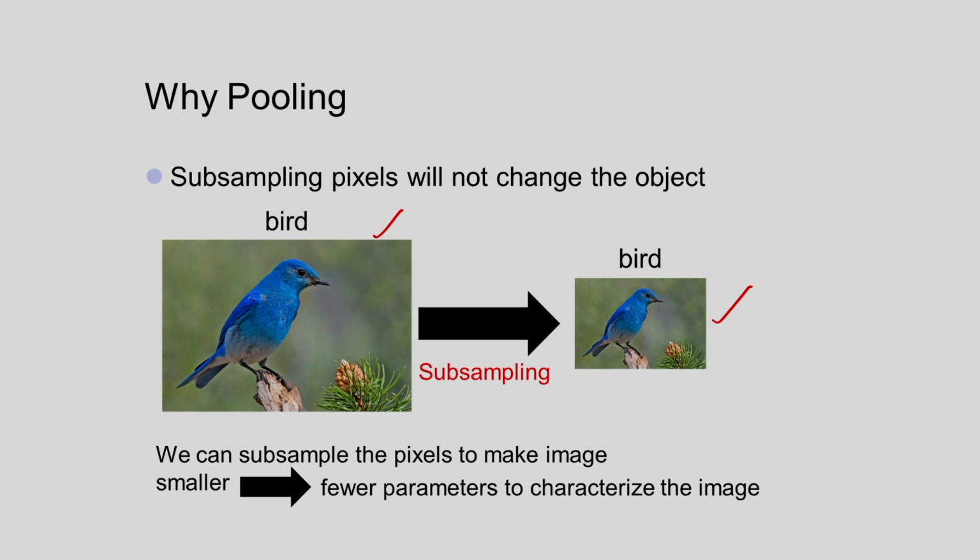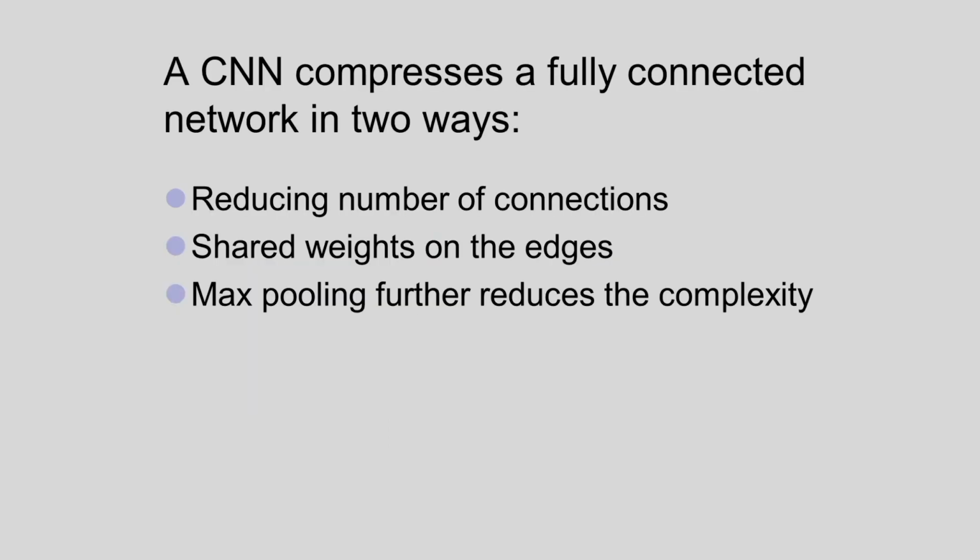We can subsample the pixels to make the image smaller. So if I apply this max pooling operation, what will be the advantage? The advantage will be fewer parameters to characterize the image. We will have only a few parameters to represent a particular image. So a CNN compresses a fully connected network in two ways. The first one is reducing the number of connections, and the second is shared weights on the edges. So we can share the weights, and also we can apply the max pooling operations.